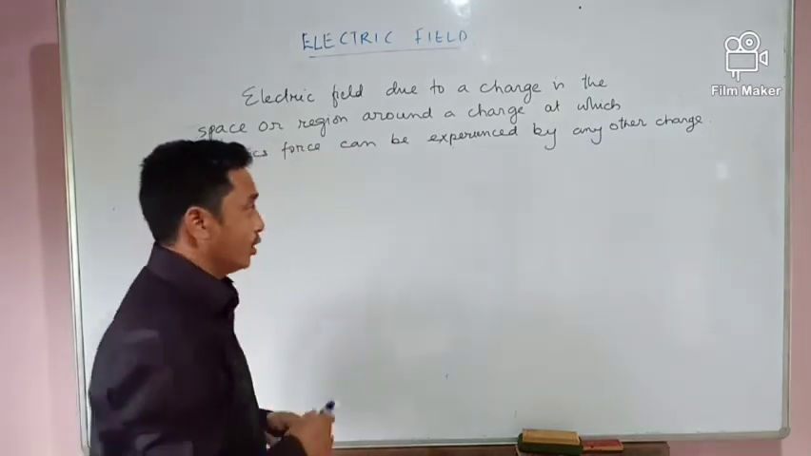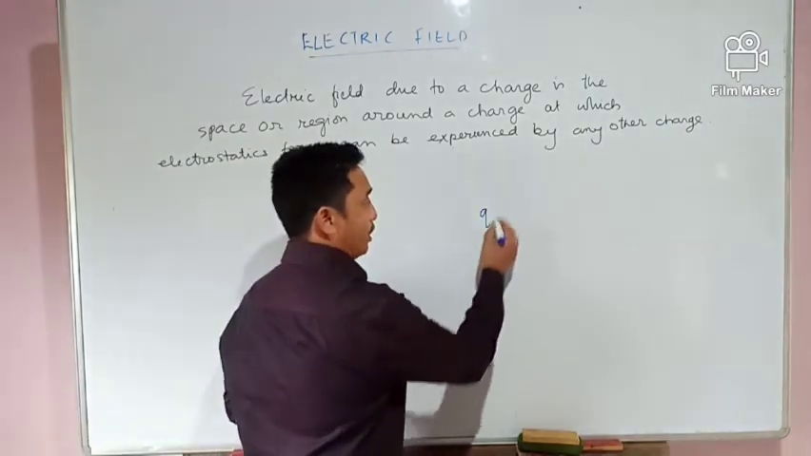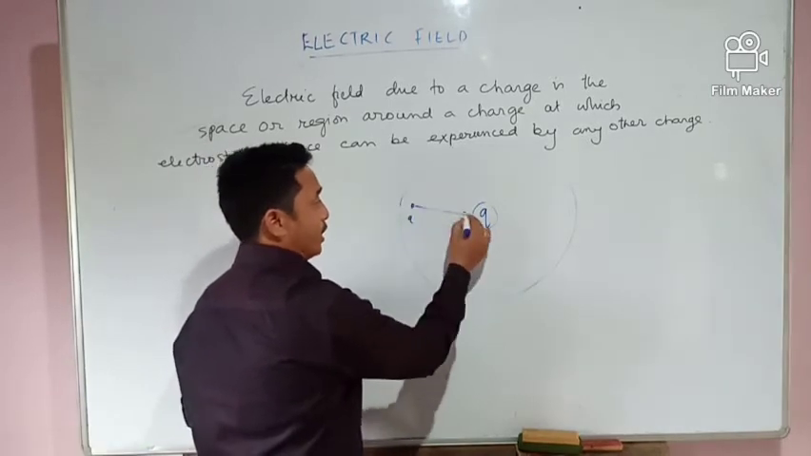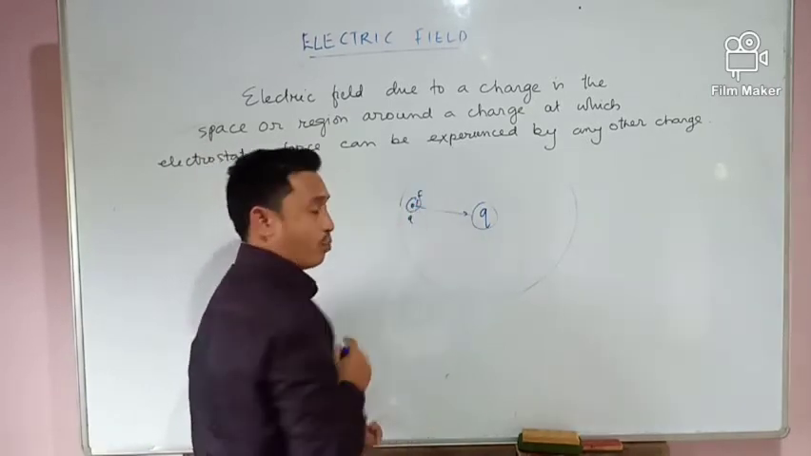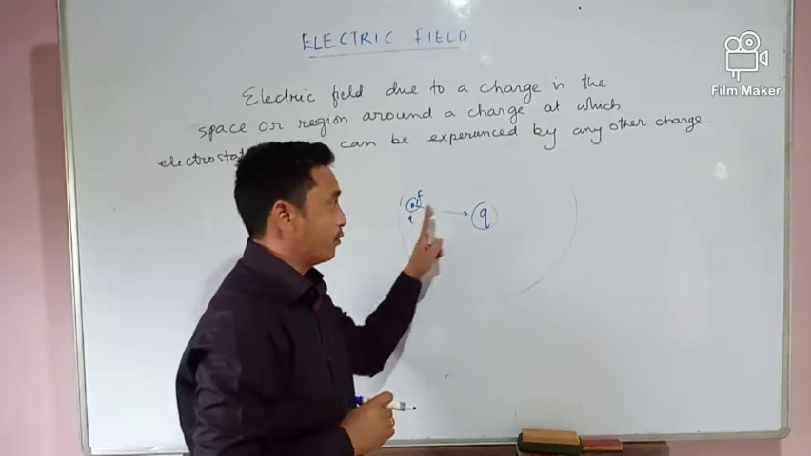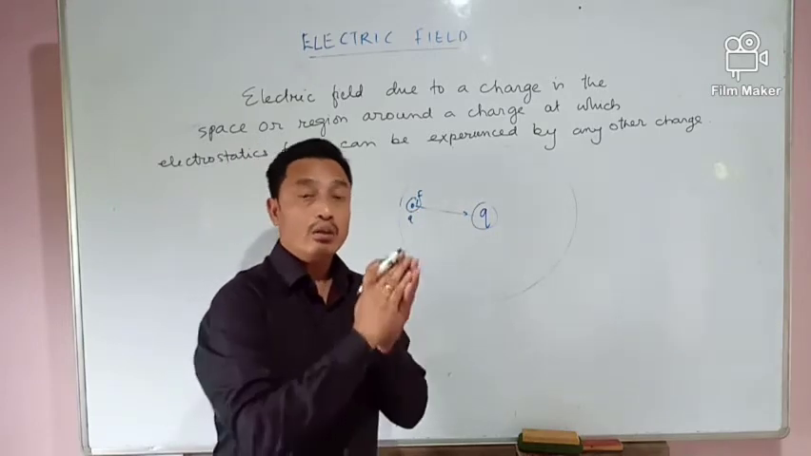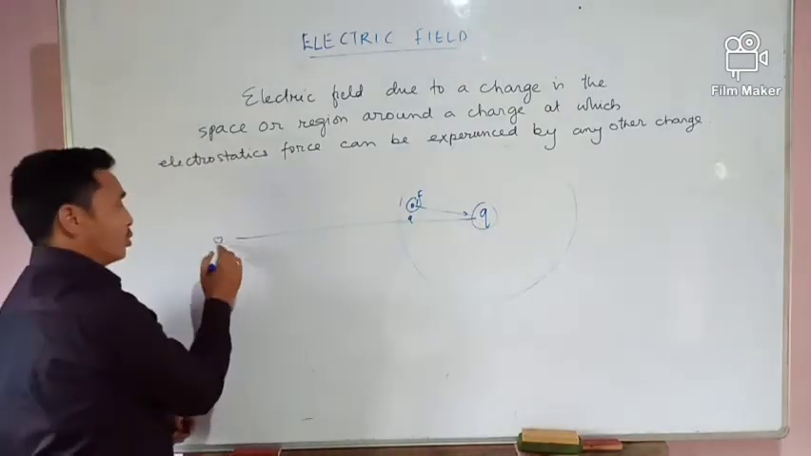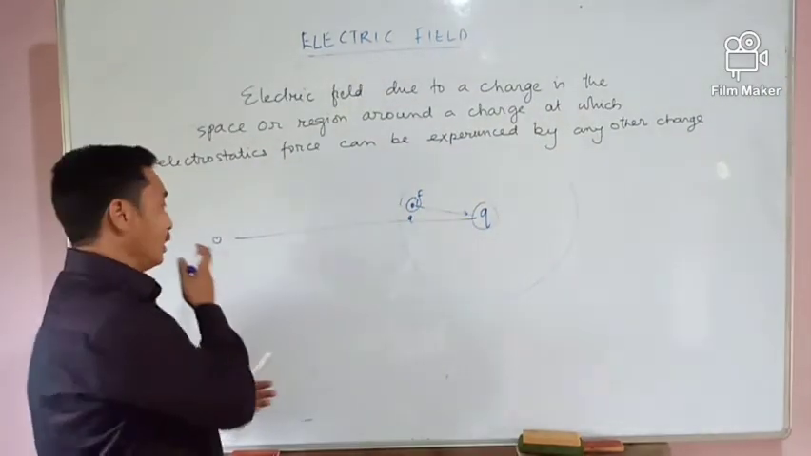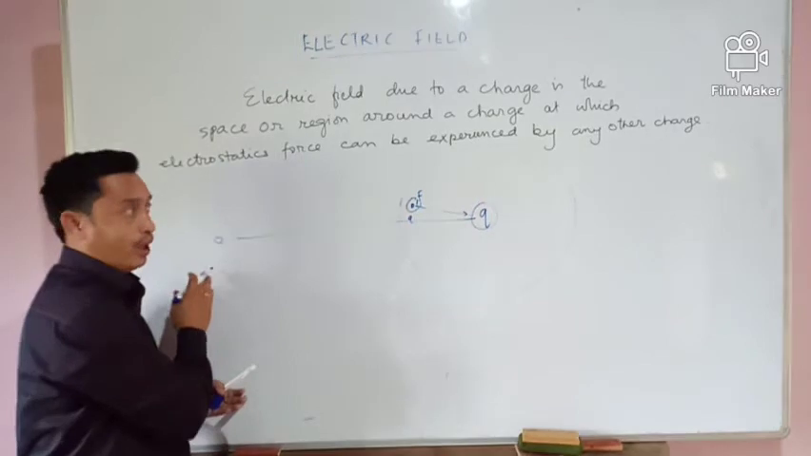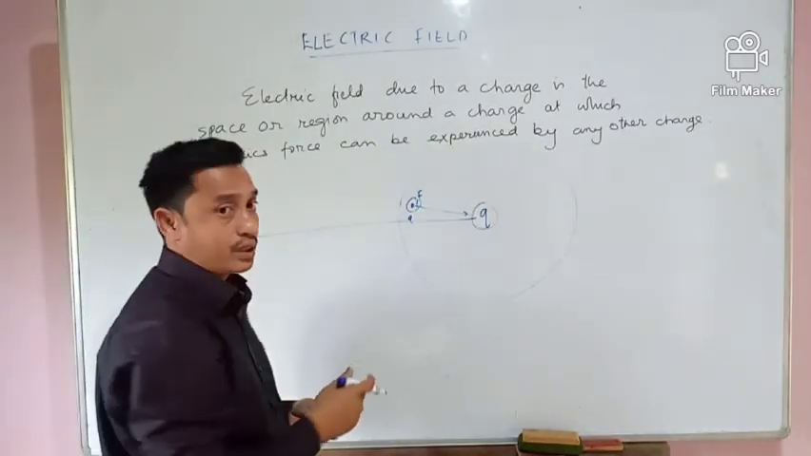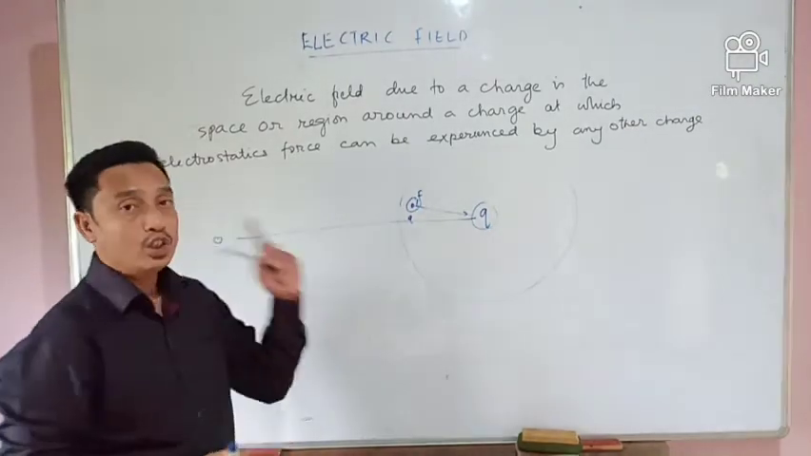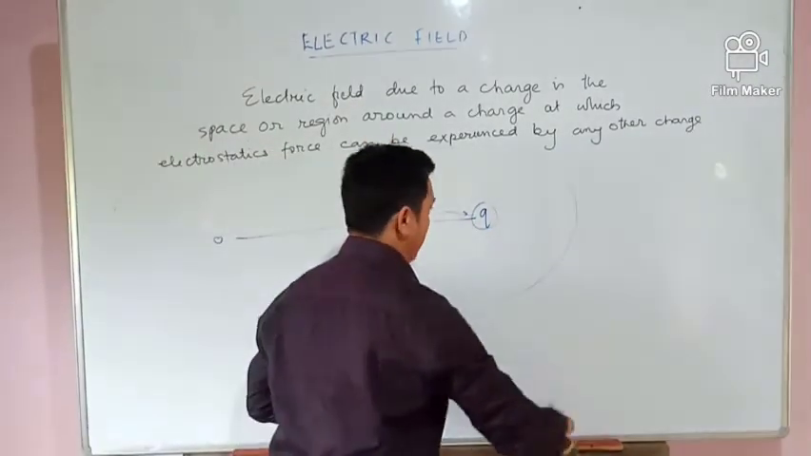So that means if a charge Q is here, there must be a region around it in which any other charge can experience a force. If it experiences a force, that means it is within the region of the electric field. Actually, it goes up to infinity, but it is a very weak force. So field means the region within which electrostatic force can be experienced on any other charge. This is the definition of electric field.